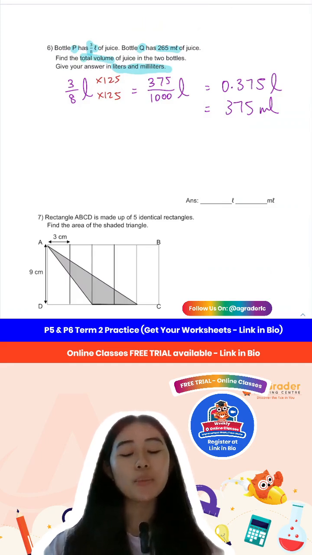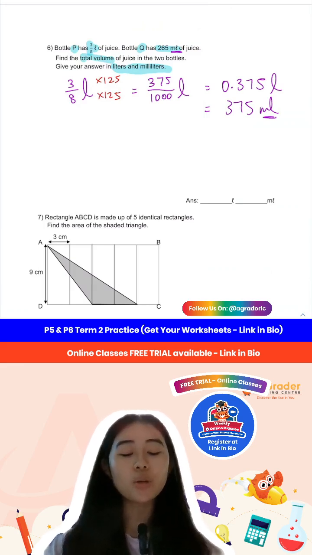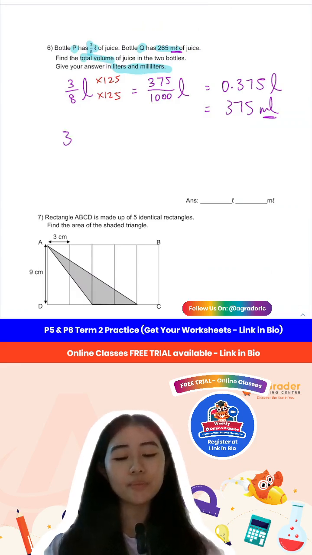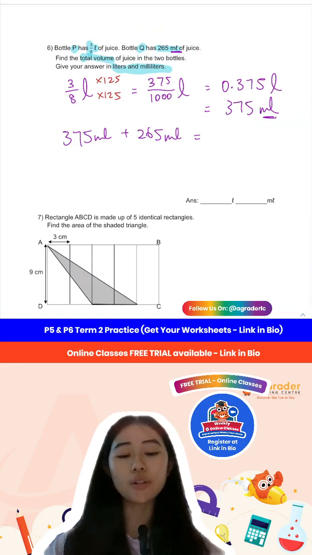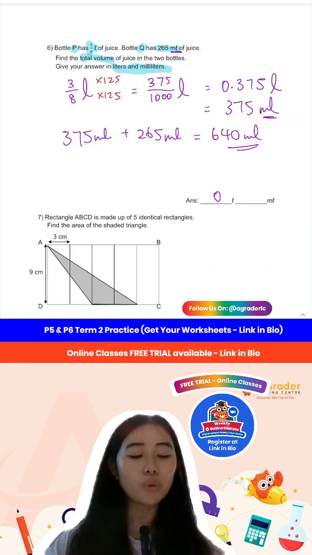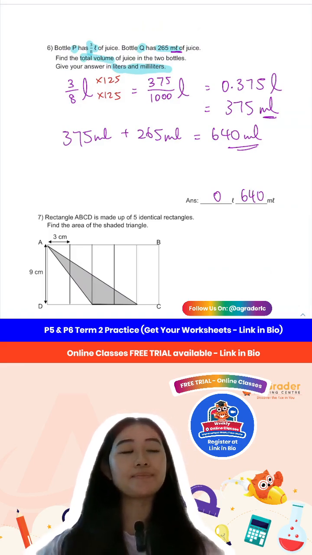So you can make sure that bottle P and bottle Q has the same units first, which is milliliters, and then you can add them together. So this question is just testing you on conversion to see whether you know how to convert from liters to milliliters. So now I'm going to add both of them together, and in terms of milliliters, that will be 640. So that's your answer. For the liters, you can just put 0. Okay, so 0 liter, 640 milliliters.